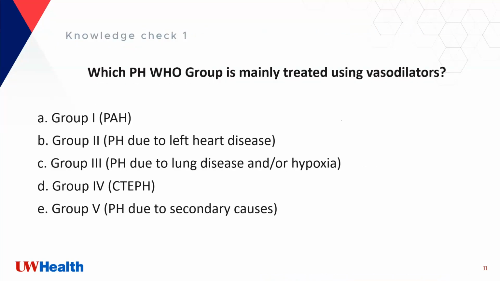So now that we went through an overview of the whole functional groups, let's see if we can answer this question. So which pulmonary hypertension group is mainly treated using vasodilators? And we have group 1 through 5 as options. And you can use the chat box to answer.